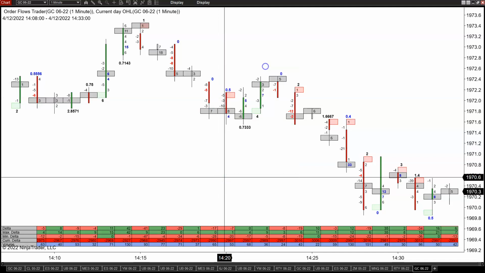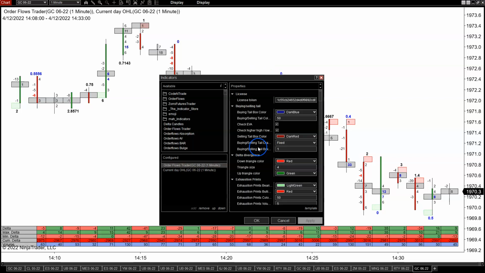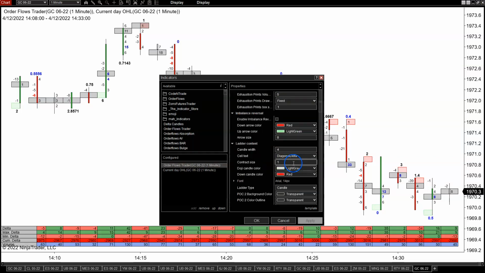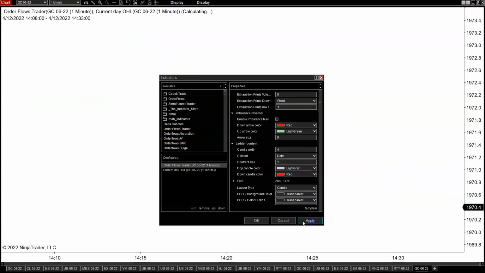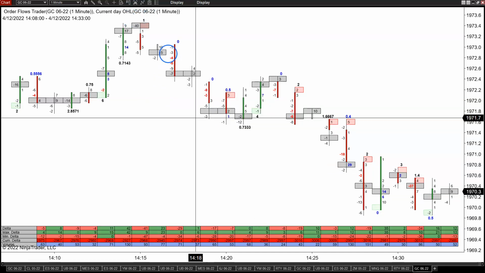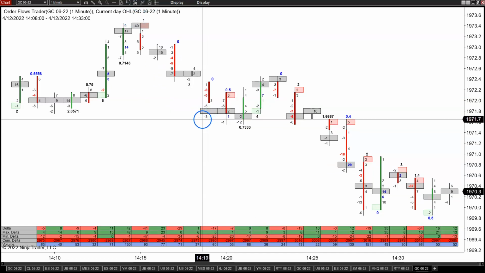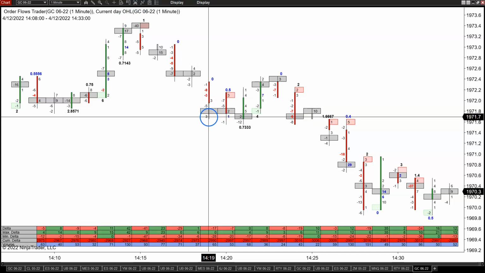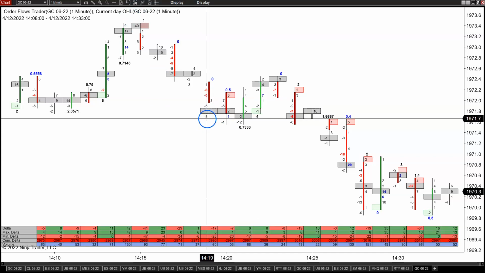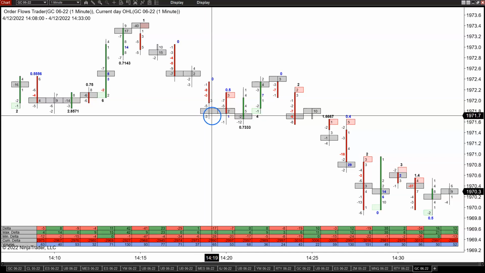Now, the plain delta footprint chart is what I refer to as the horizontal delta, and that's what I'm going to be talking about today. So let's pull it up here really quick. And okay, so it's telling me at this price, right here in the middle, 1971.70, there were 3 lots more traded on the bid when it was 71.70 bid versus when it was 71.70 offered.